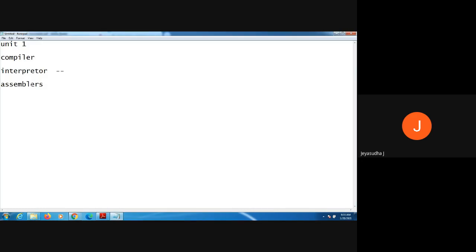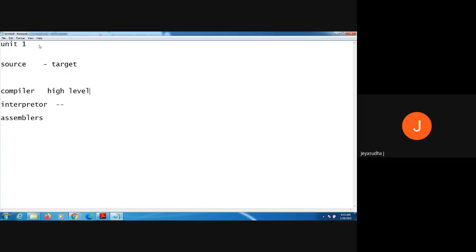Okay, but what will be the source and the target, that is more important. Okay, we have a source. It will be converted to a target. Okay, so this is what we have to concentrate on more. We have something called a source, and it will be converted to another target one. So in the case of a compiler, always my source is going to be a high level language.